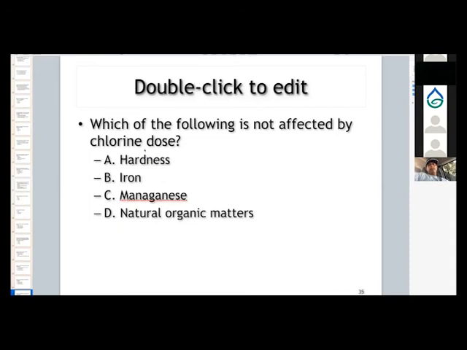Which of the following is not affected by chlorine dose? Hardness, iron, manganese, natural organic matter. So in this answer, it's going to be A, hardness. Iron is actually affected by chlorine. Manganese is as well, and natural organic matter. That's a misspelling right there too.